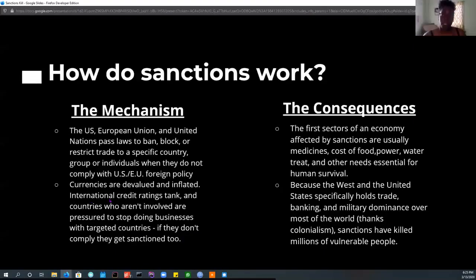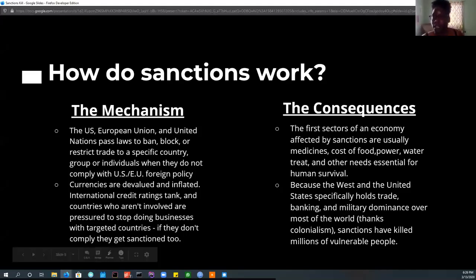So how do they work? Because the US has economic, military, and political dominance, they control the entire global board. They're able to force most of the world to use the US dollar to trade, which gives them an extraordinary amount of power. So if the US decides that some global South country is not doing what they want, they can lean on the European Union, they can lean on the United Nations.